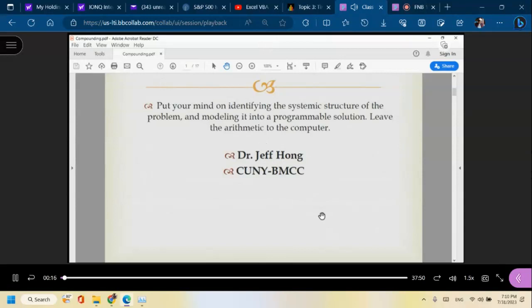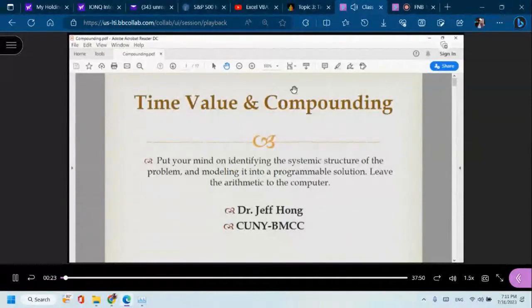Time value of money and compounding. Now, we already understand a lot about compounding because we started out with the example in compounding.